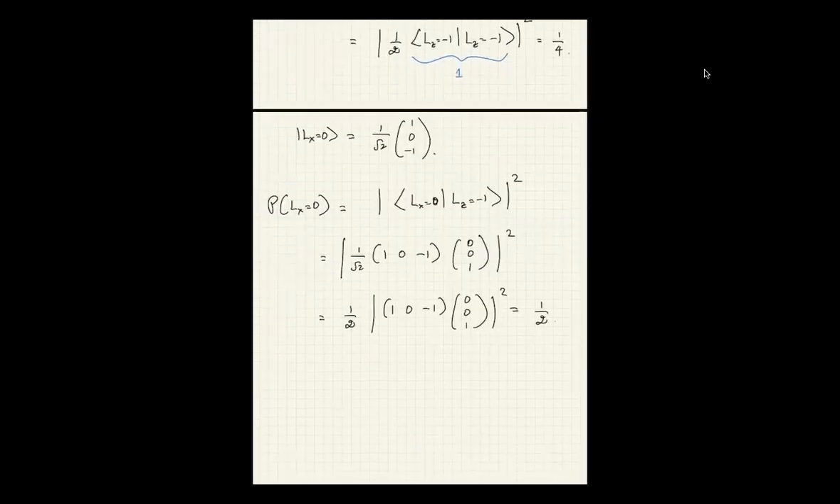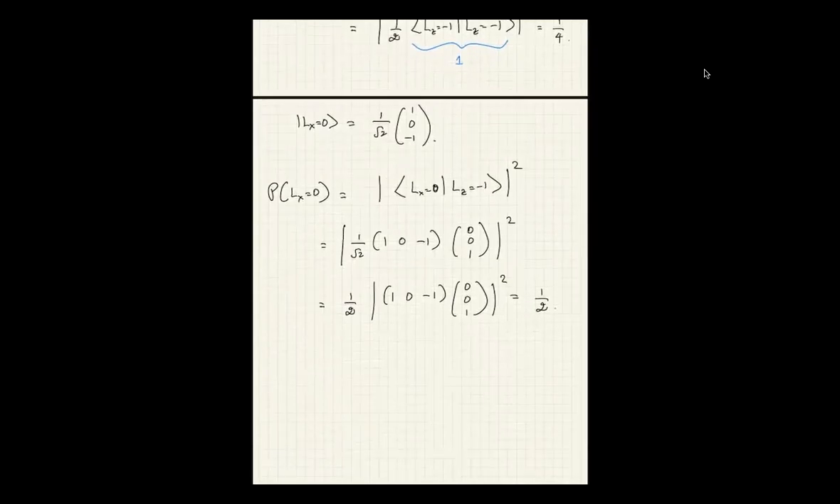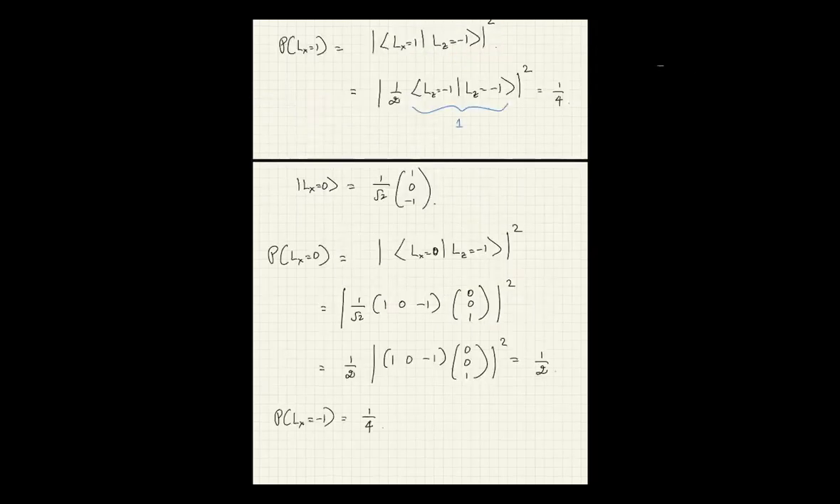Now you can easily verify that the probability of getting Lx equals minus 1 should be equal to 1/4. How would I simply write it down? Well, the total probability has to be equal to 1. So I've already gotten 1/4 and 1/2, so the other one should be just 1/4, right?